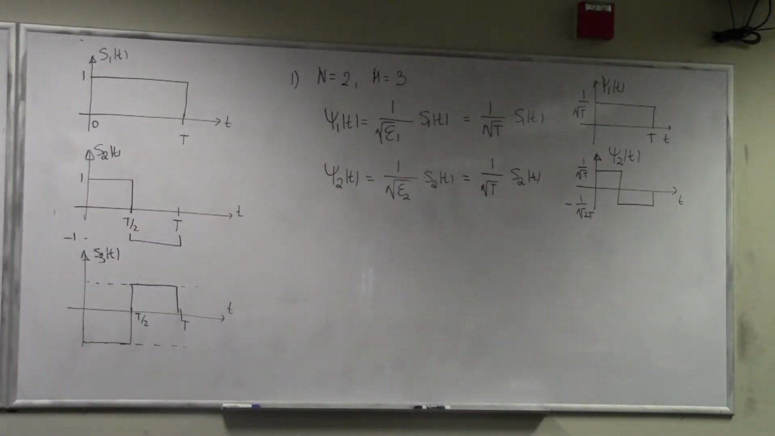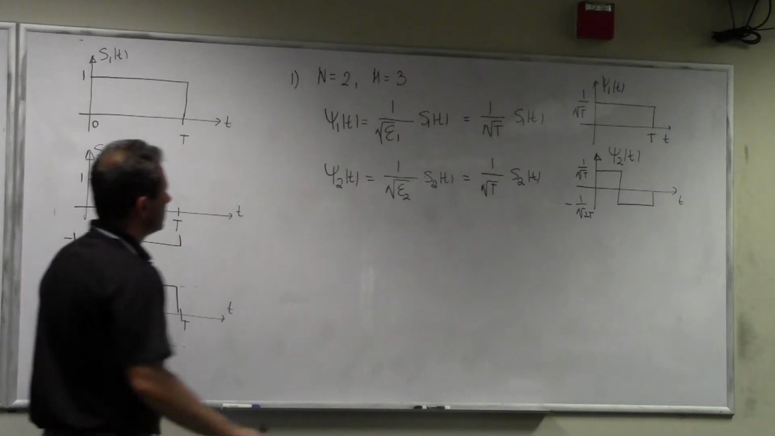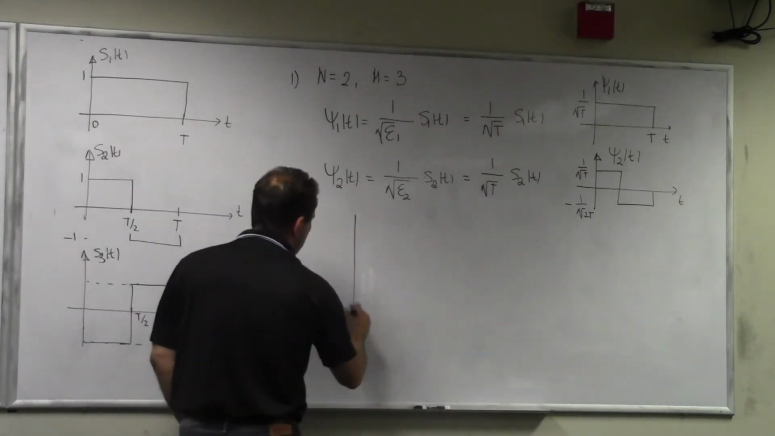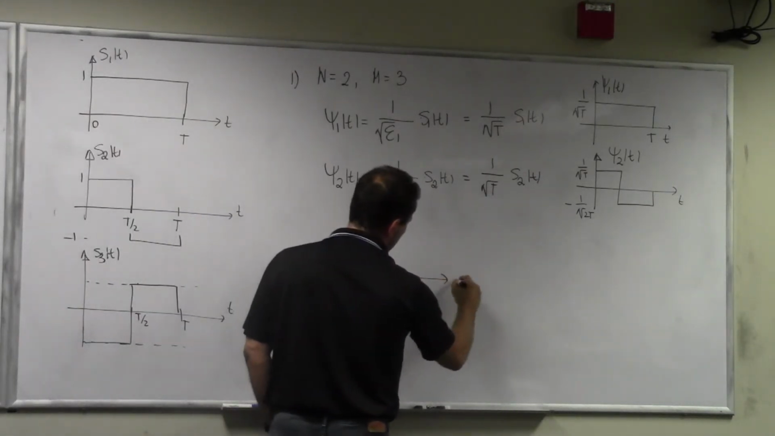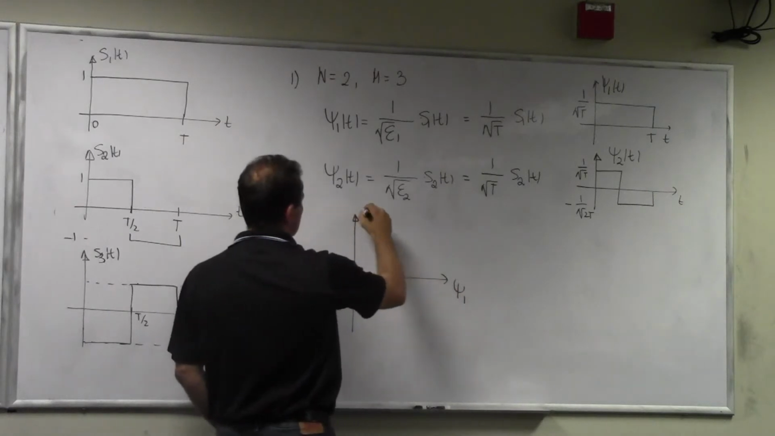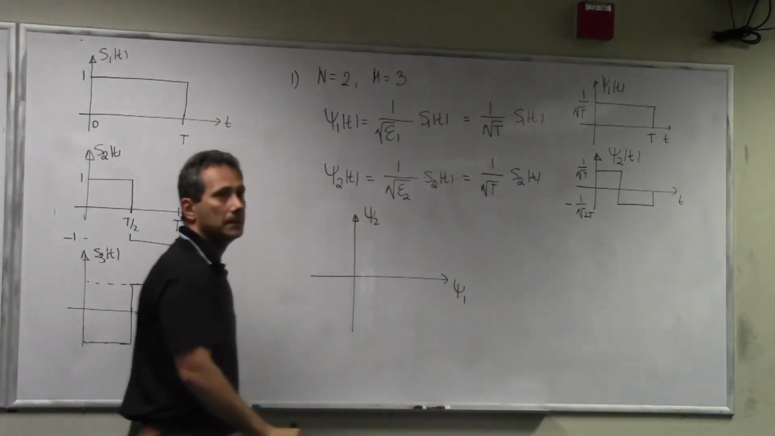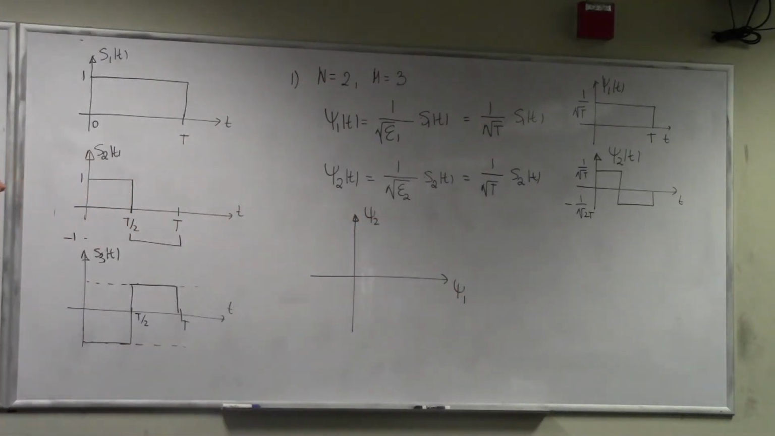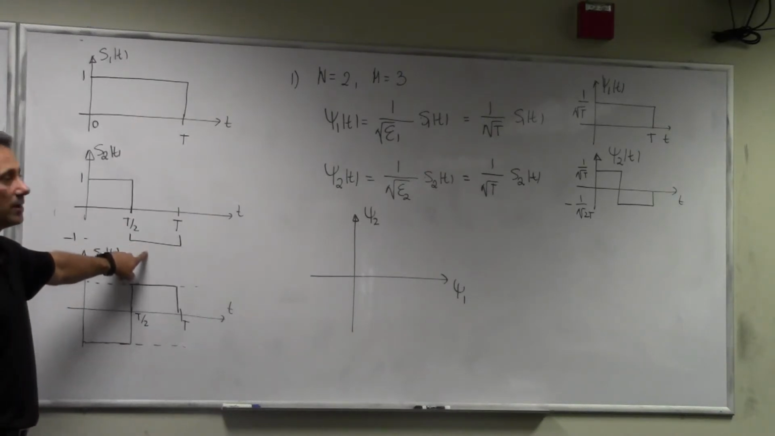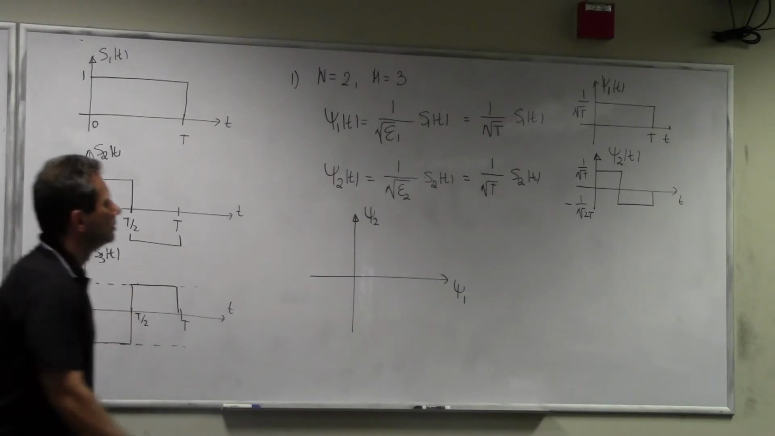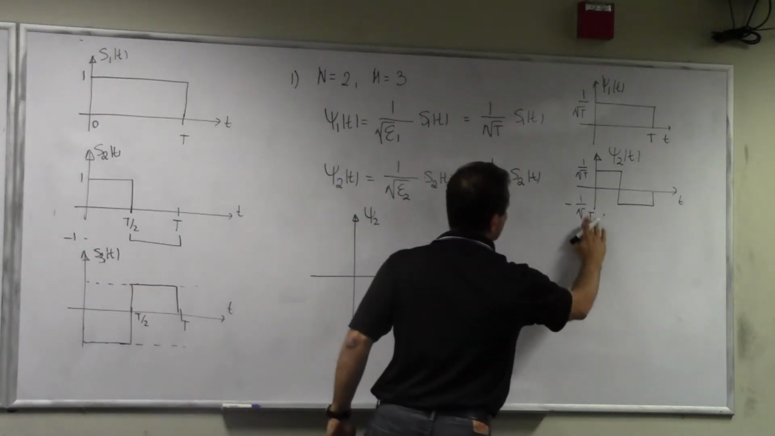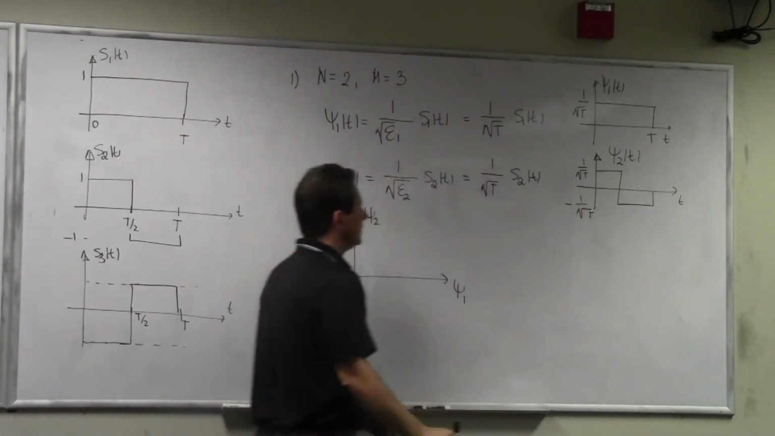Part 3, draw the signal constellation for this problem. Well, this is psi 1, psi 2. Go ahead. Is it 1 over square root of 2T or T? T, right? Because when you square it... No, it's 2. You give it to T. Here, 1 over square root.